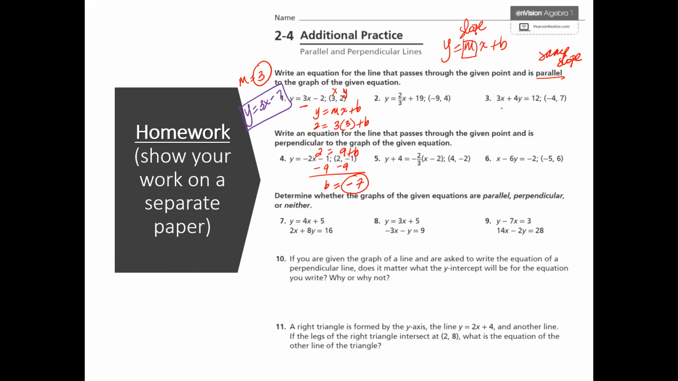Let's take a look at number 3. With number 3, it is in standard form. If you remember, standard form is when x and y are on the same side. So in order for me to find my slope, I will have to solve for y. So let's move the 3x over to the right side. Then you will have negative 3x plus 12.